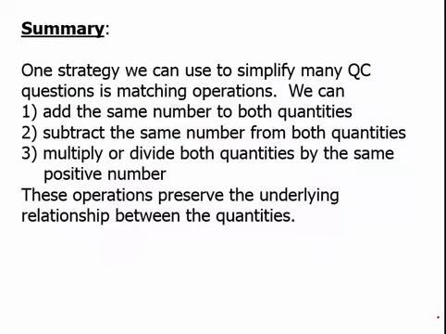In summary, one strategy we can use to simplify many quantitative comparison questions is matching operations. We can add the same number to both quantities, subtract the same number from both quantities, or multiply or divide both quantities by the same positive number. These operations preserve the underlying relationship between the quantities, so we can come to a simplified answer, and that relationship will be the same as the relationship in the original problem.